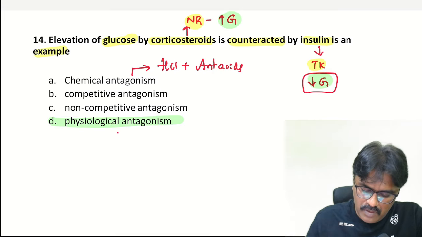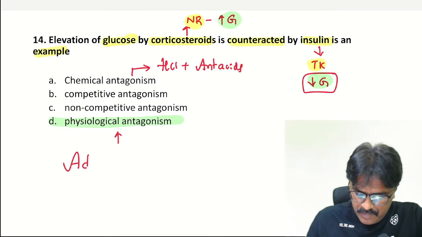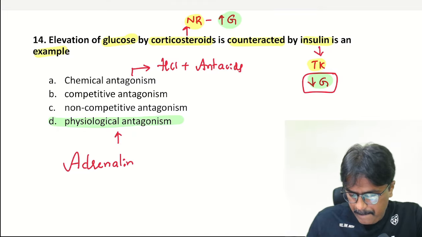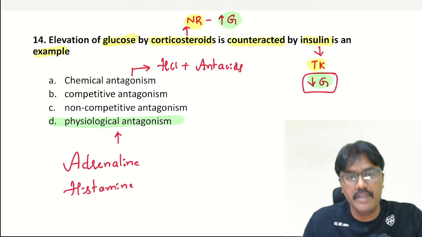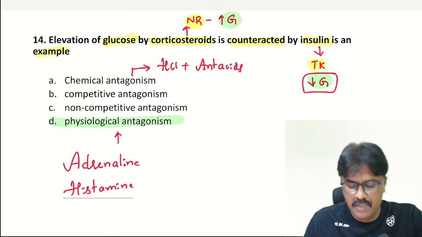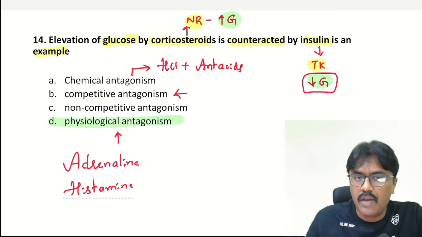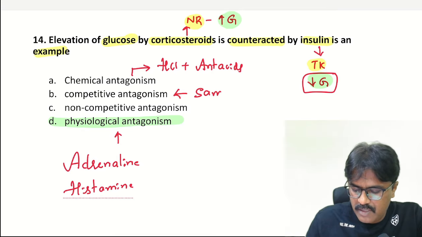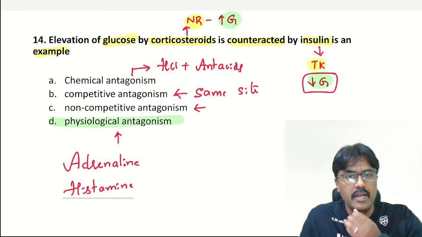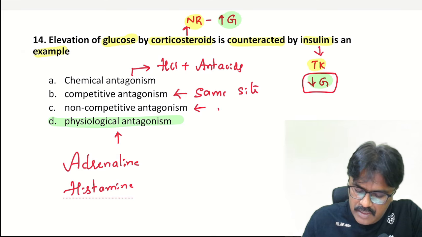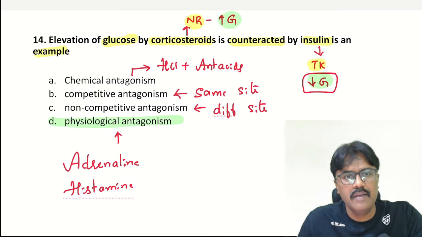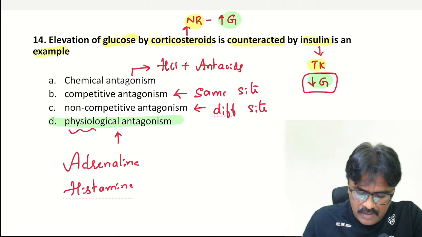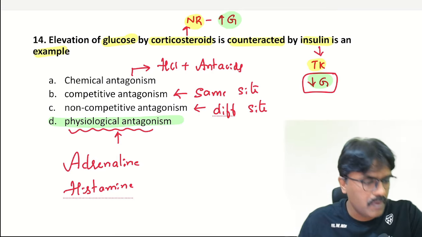One more example for physiological antagonism is adrenaline and histamine. They act on different receptors, they produce opposite action. Competitive means same receptor, agonist and antagonist bind to the same site in the receptor. Non-competitive means same receptor, but agonist and antagonist bind to different sites. That is called non-competitive antagonism. And in your FMG, they have frequently tested physiological antagonism. Okay. Yes.